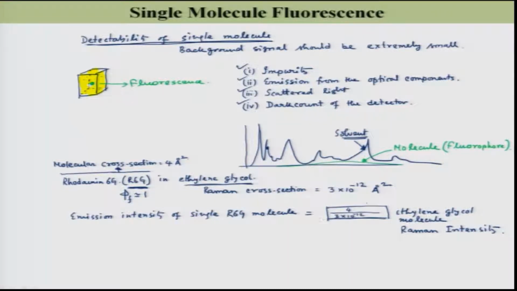Now, this is a number, right. So, this many molecules of ethylene glycol, because the Raman cross section is really tiny, 10 to the power minus 12 angstrom square, right. So, the emission intensity from one rhodamine 6G molecule should be equal to 1.33 into 10 to the power 12 ethylene glycol. Let me write as EG, ethylene glycol molecule Raman intensity.